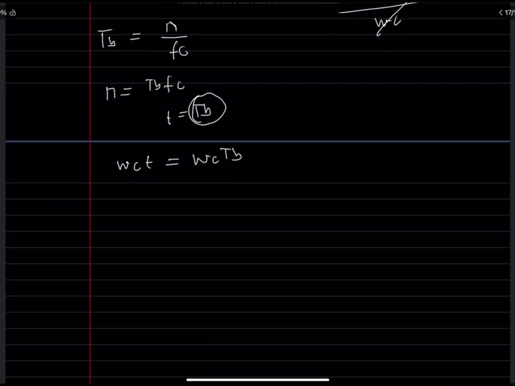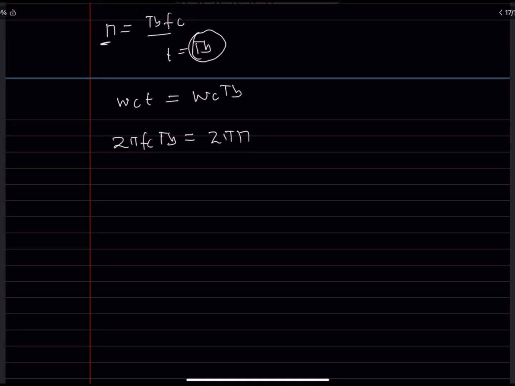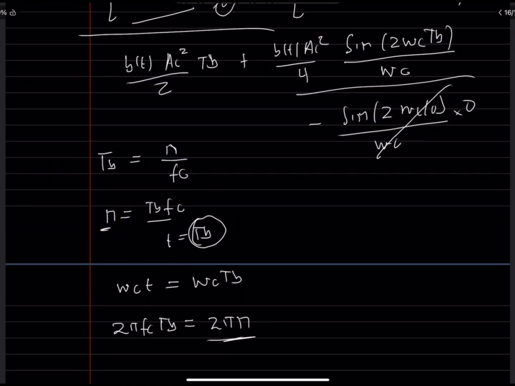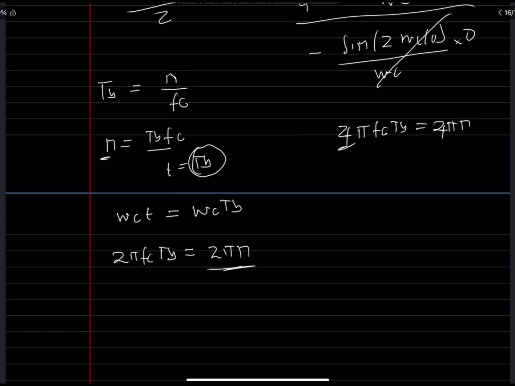And this omega c tb can also be written as 2 pi fc tb, and it's equivalent to 2 pi n, because here the n is tb fc. So if we have something like this, let's quickly compare this one over here. We can see that this is 4 pi fc tb, which is equivalent to what? 2 pi n, but because here it is 4, we are going to make it 4 pi n, right?